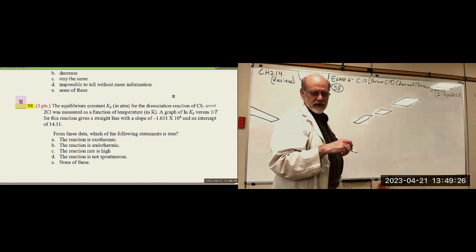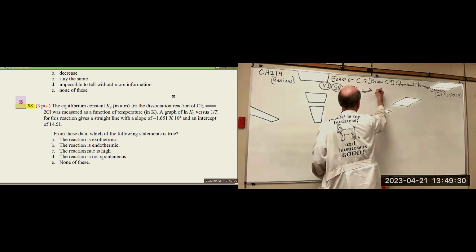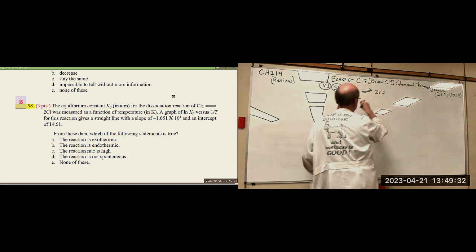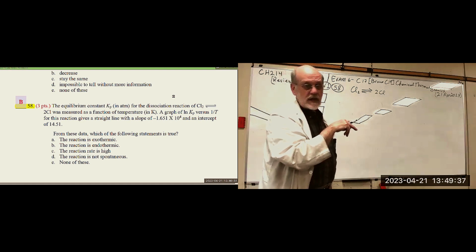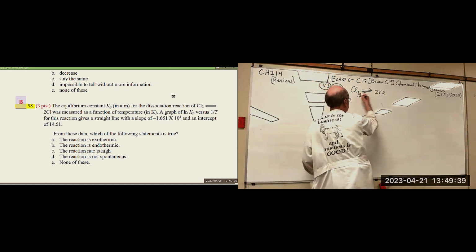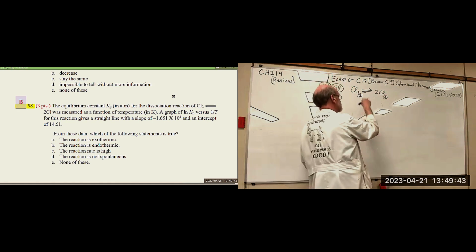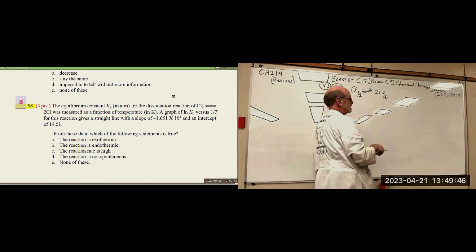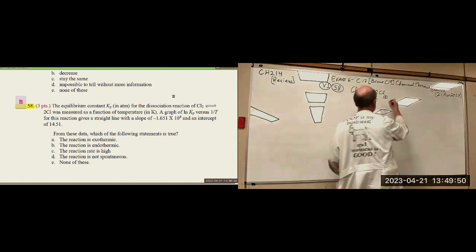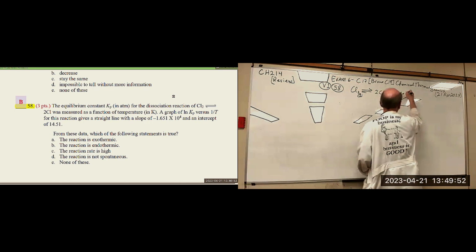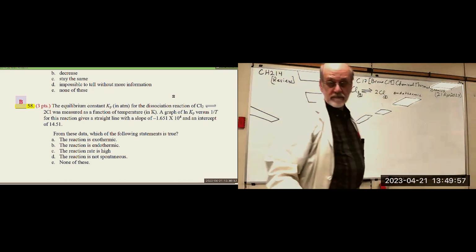So if we have Cl2 going to 2Cl, that's the bond energy. These are both gases. How much energy did you have to put in to make that happen? So this is an endothermic reaction. Has to be. I know that much.